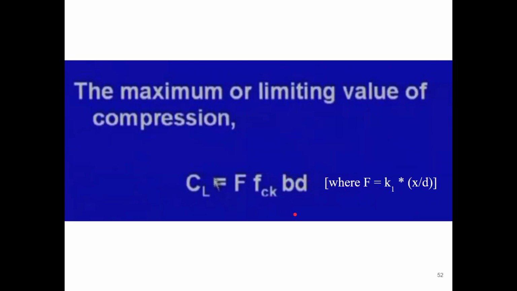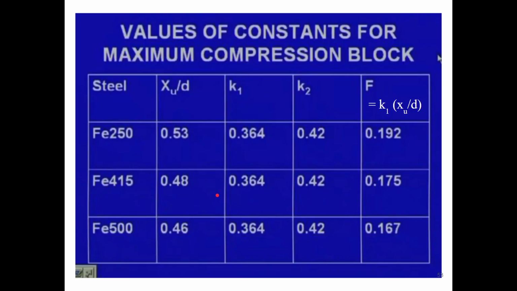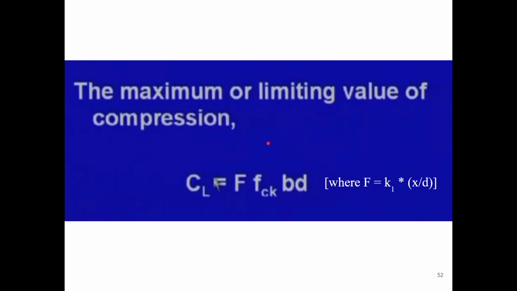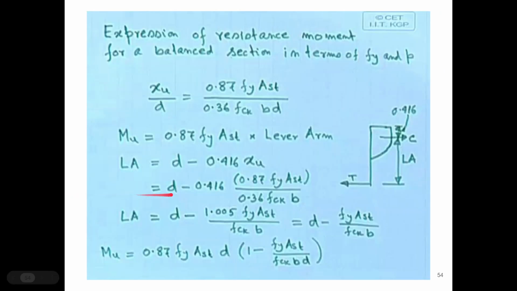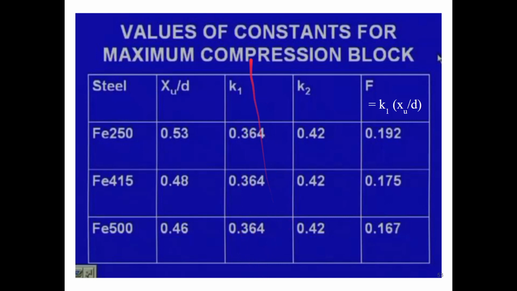Because CL is basically F into FCK into BD, where F equal to K1 into X by D, you can find out these values. So for XU by D, 0.53, 0.48, and 0.46, K1 has a value of 0.364. This is constant. That is the total compression coming from the compressive force carrying equation, the load carrying capacity in compression of concrete.